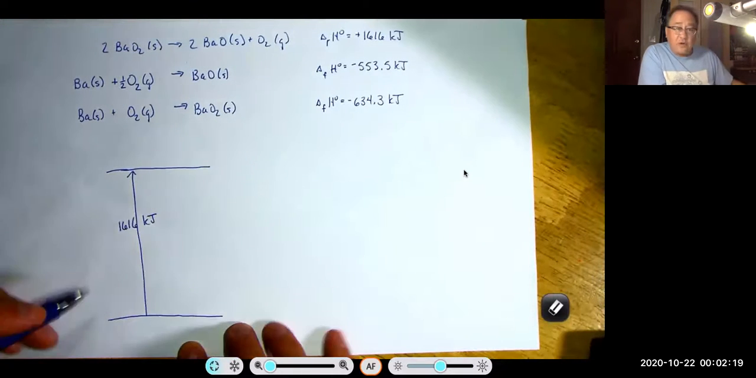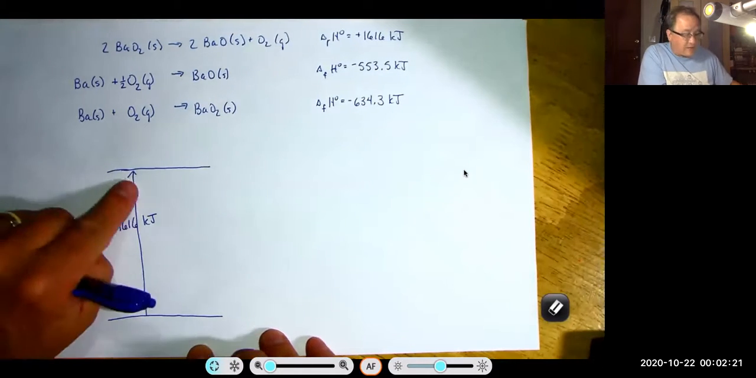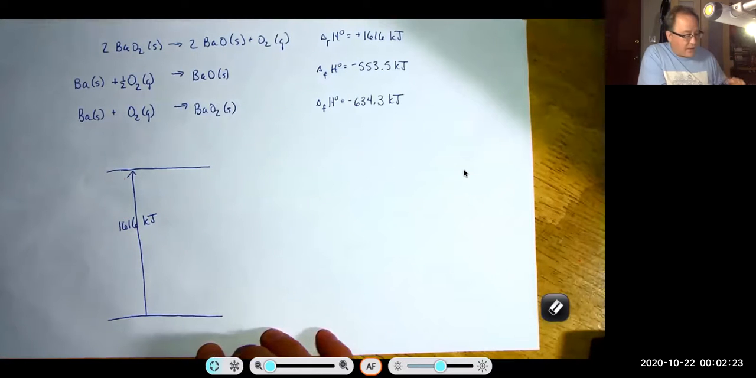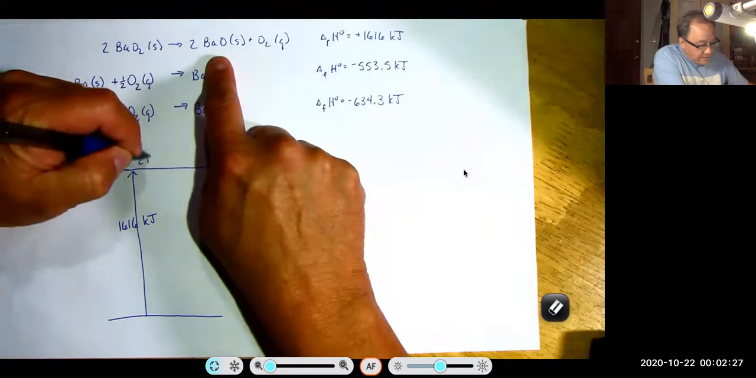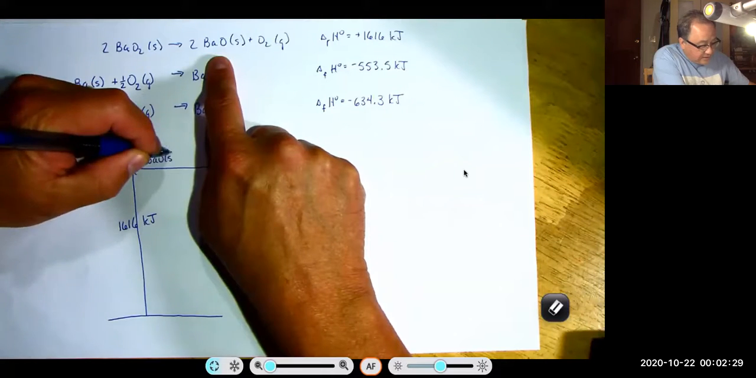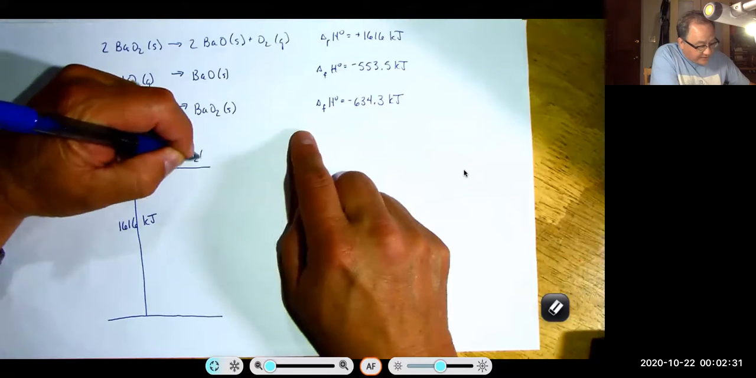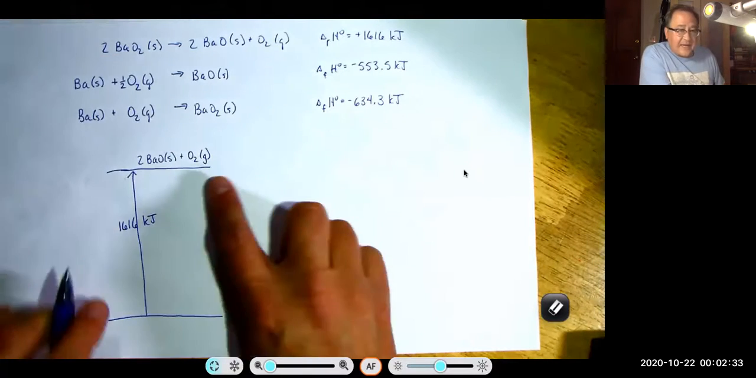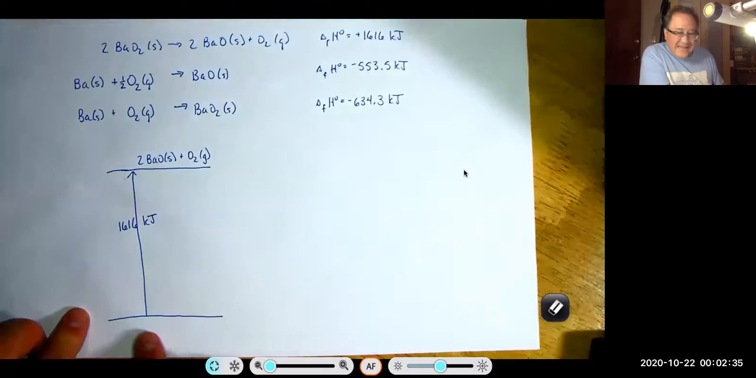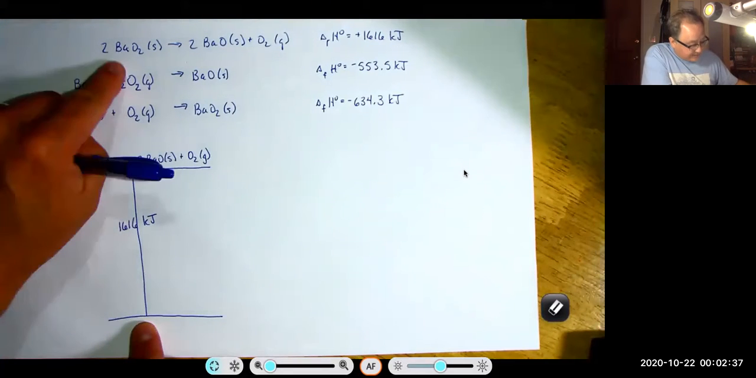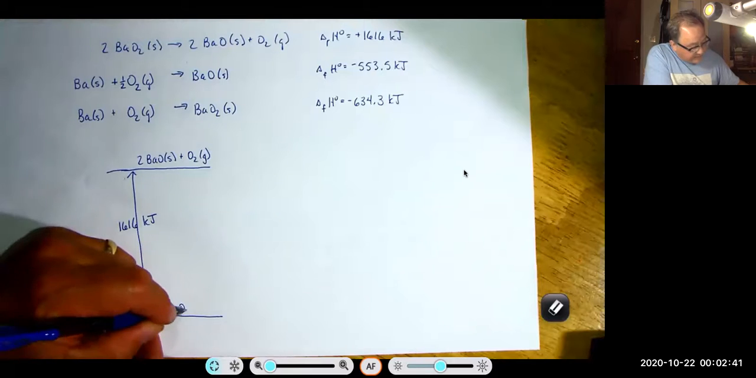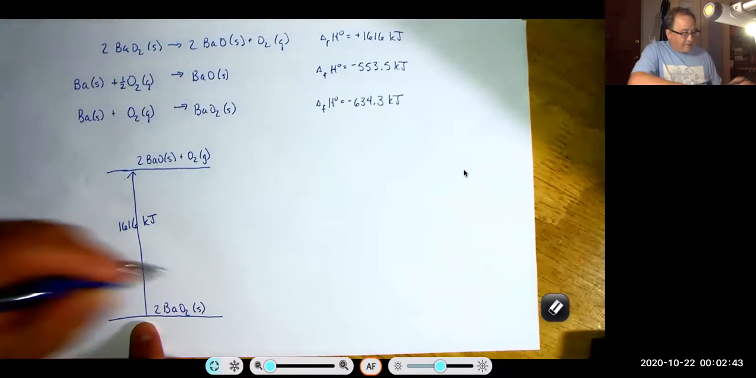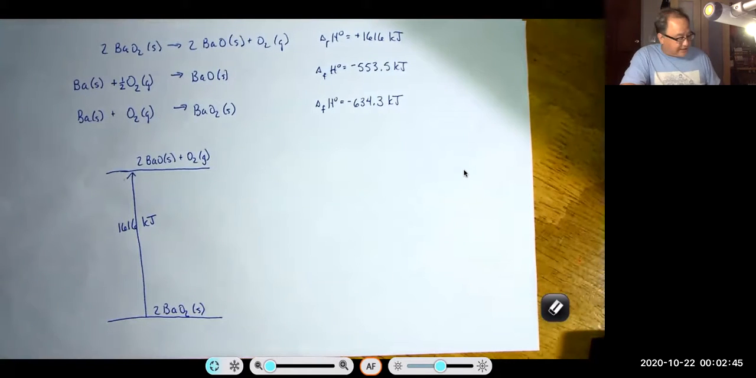And what do you always put at the head of the arrow? You always put the products. So the products are 2 barium oxide solid plus O2 gas. And once you put that at the head of the arrow, what do you always put at the tail of the arrow? The reactant. So barium superoxide solid. So I've written the first reaction in, and now I'm going to add these two in.